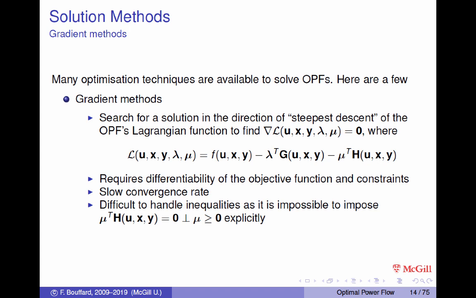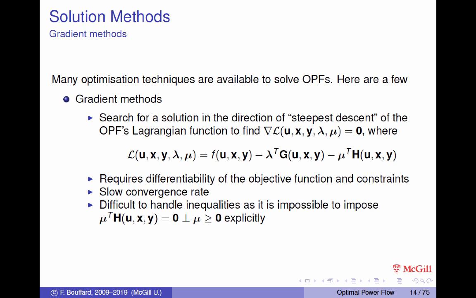And to go quickly over some solution methods, gradient methods are what we've looked at. We've mentioned them in passing before. You form the Lagrangian. You basically set the gradient of the Lagrangian function to 0, and you find from the Karush-Kuhn-Tucker optimality conditions a solution.